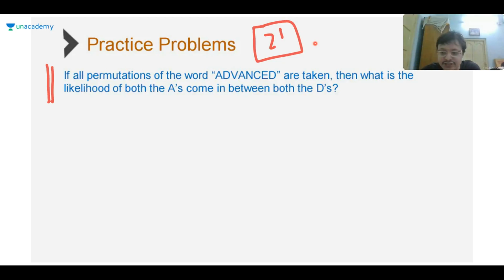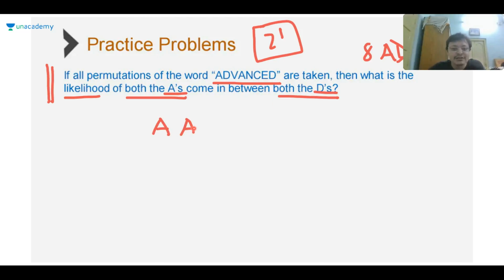How many of you feel this question is lengthy? So let us look at the shortest possible way to approach this question. The question is saying the likelihood that both the A's come in between both the D's. If you look at the total number of alphabets, it might seem like there are 8 alphabets here, but what matters is not the 8 alphabets, but only the relative positioning of the A's and the D's.